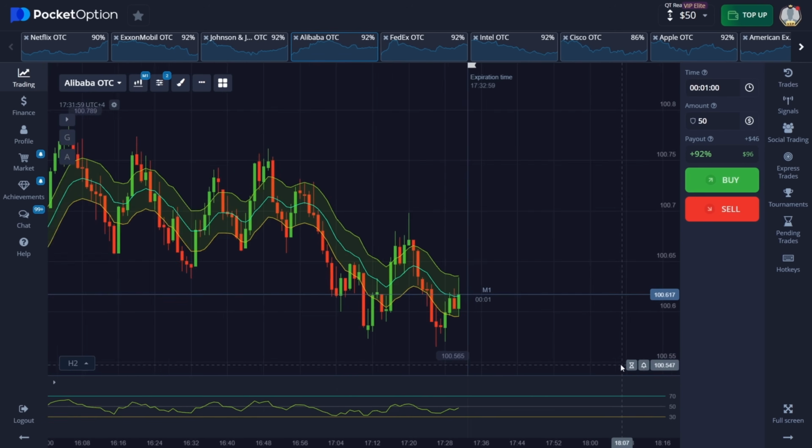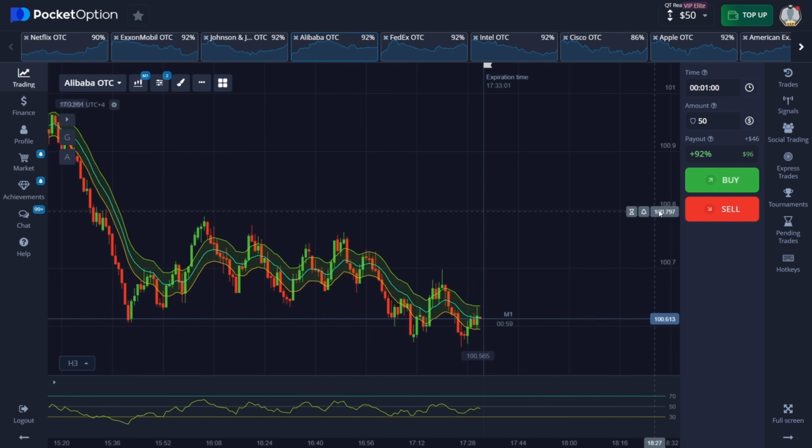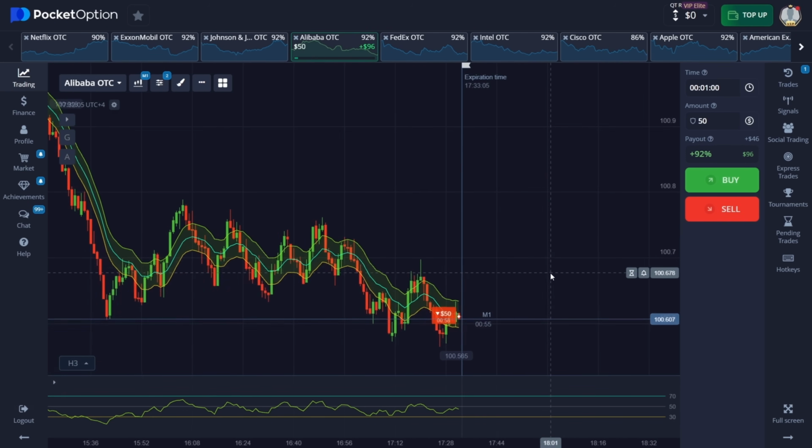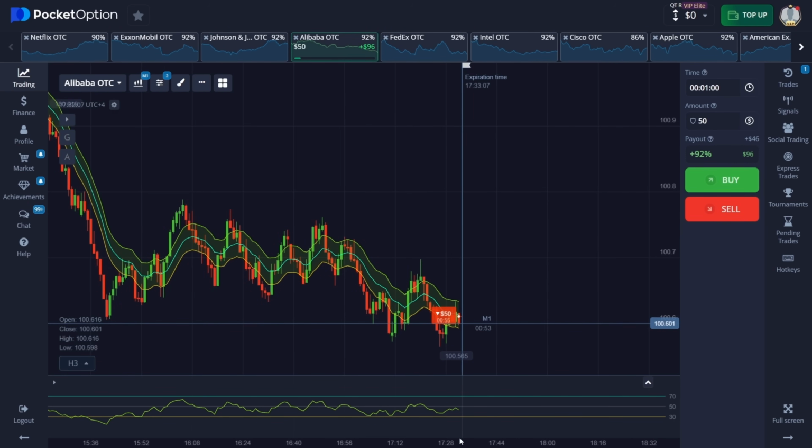Alright, I found my first trade. Here we have a trade on Alibaba OTC, and I placed the trade for a downside move with $50. As you can see, the candle closed near the envelope level, and it also closed near the 50 level on the RSI. That's why I took this trade for a downside move. There was also a downtrend, and the trade is currently in our favor.